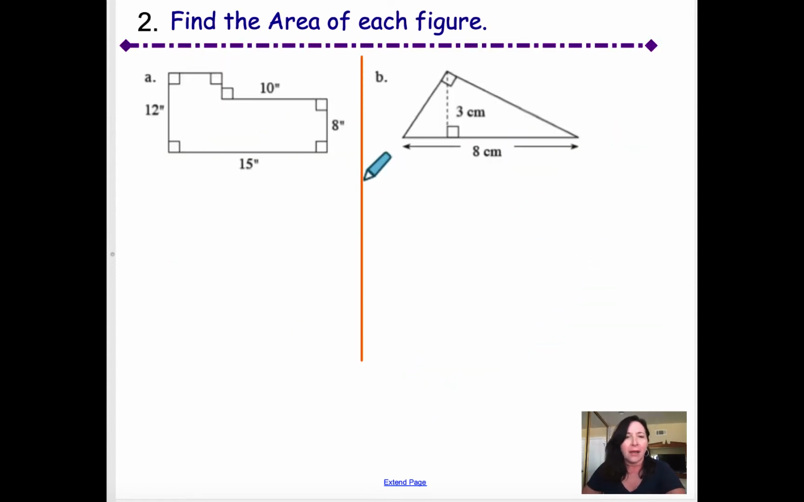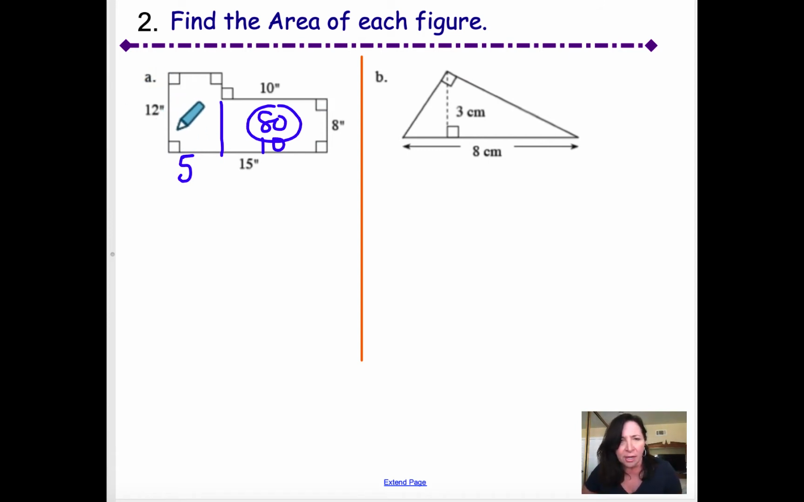Okay. For this problem here, we are trying to find the area of each figure. So for this problem here, I am going to just break this up straight down like that. And I know that if this whole line down here is 15 and this little part is 10, that would make this 5. And I need to find the area of both of these shapes to find the area of the whole shape. So breaking that up, I know this is 10 and that's 5. Okay, so 10 times 8, so the area of this rectangle is 80. And if that's inches, that's going to be inches squared.